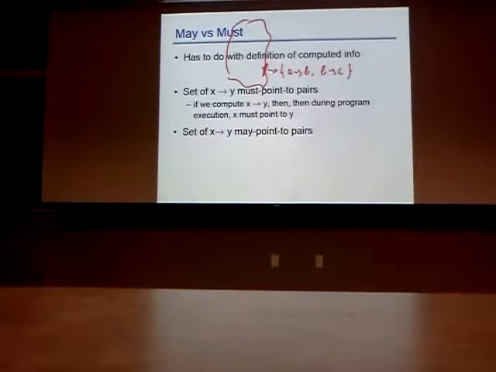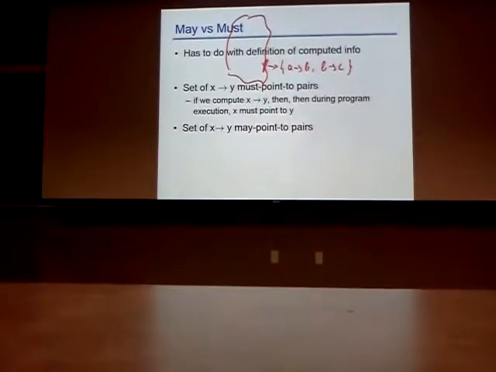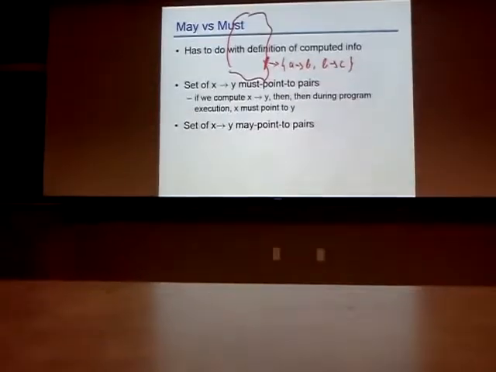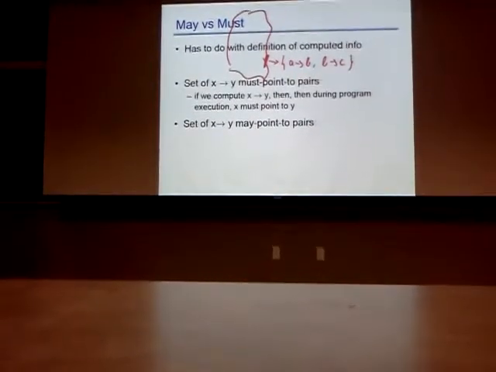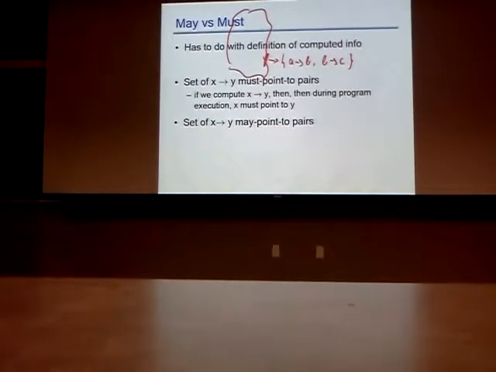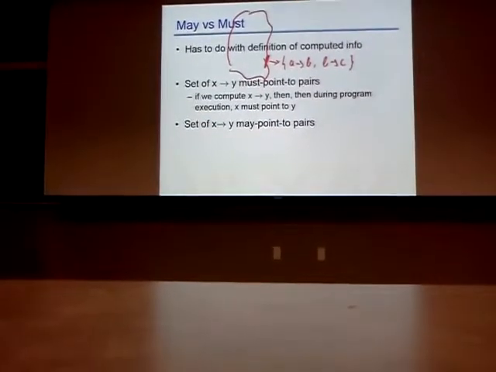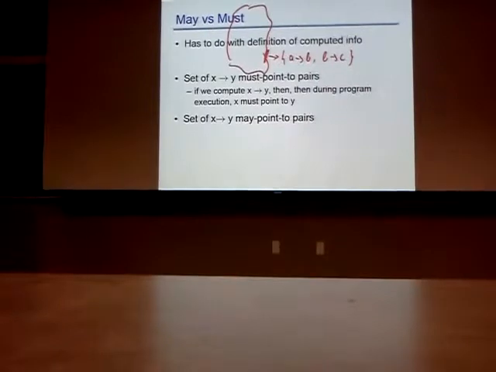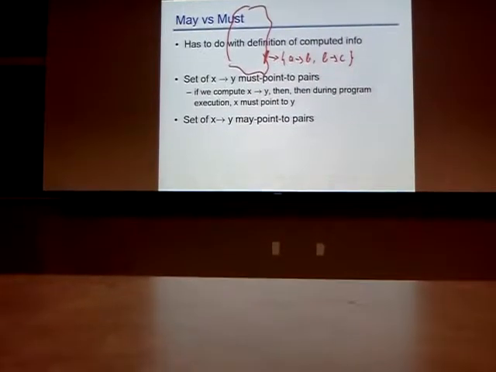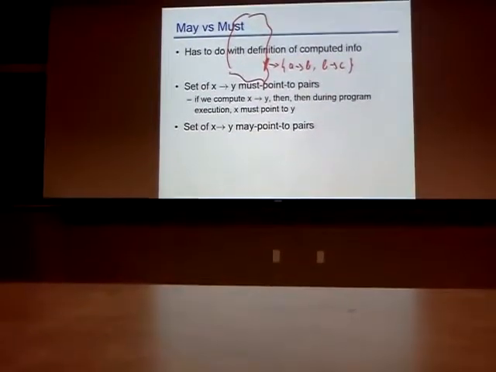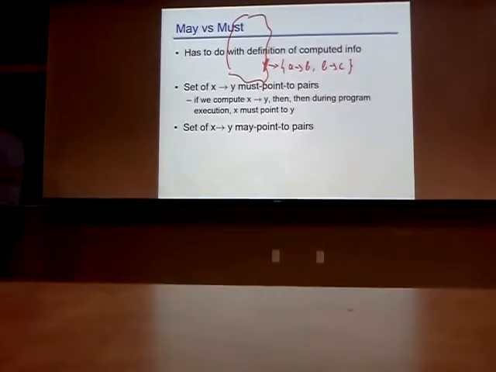Must point to is pretty straightforward. Intuitively, it's like, okay, this thing must point to this other thing. You're computing it, and it's straightforward. But what about may point to? It's kind of a weird thing, right? There are two interpretations. One of them is a complete set of things that make sense, and one of them is some subset of things that make sense.